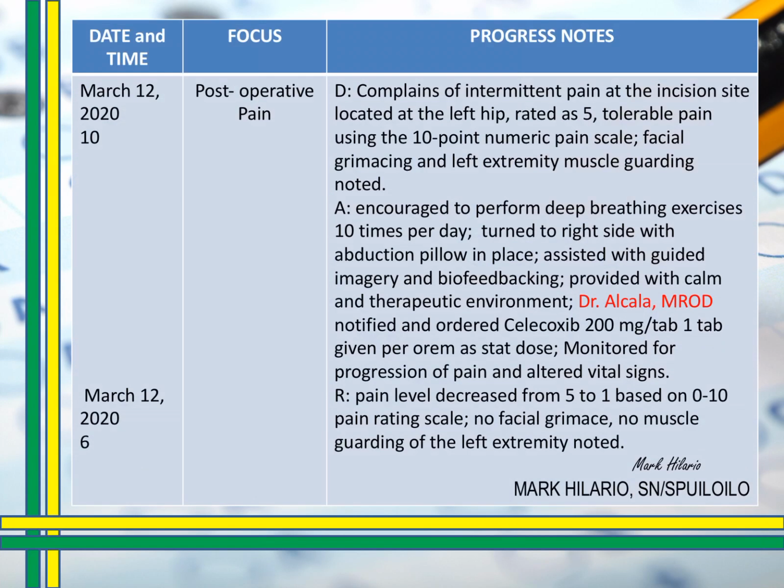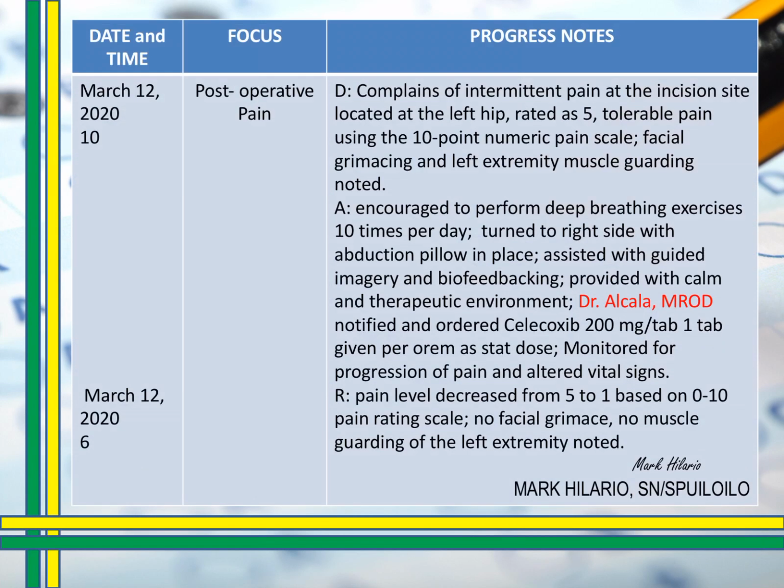As an example, I will read to you the data, or the D, under the progress notes made by the nurse. Complaints of intermittent pain at the incision site located at the left hip, rated as 5, tolerable pain using the 10-point numeric pain scale, facial grimacing, and left extremity muscle guarding noted. As you noticed, these statements of assessment findings are based on the problem identified. As much as possible, you need to be comprehensive or thorough in your assessment findings so that the person who will read this charting will have a clear picture of your assessment. So that's your letter D, or your data.